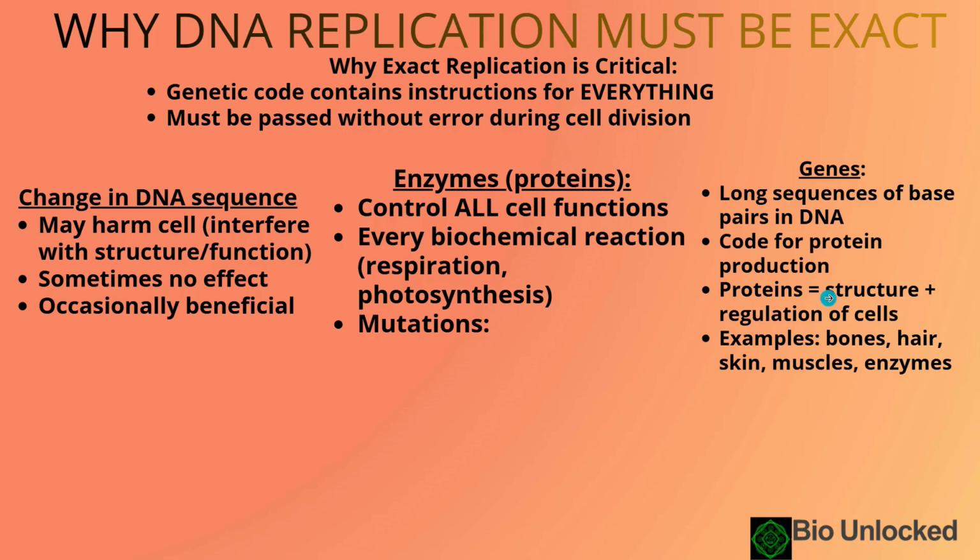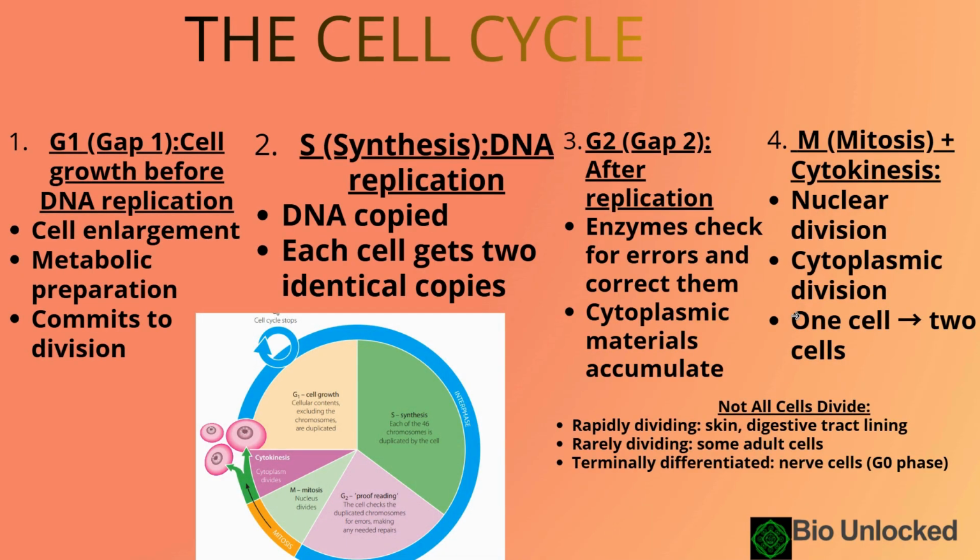Now, let's jump onto the cell cycle. The cell cycle has four main phases. By the way, if you're confused, this cell cycle includes both meiosis and mitosis, where the DNA is basically replicating. Now, the four main phases.